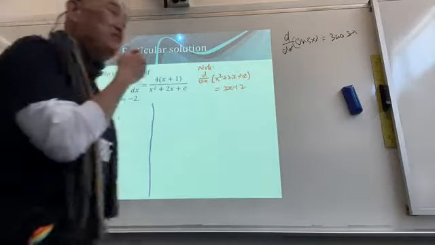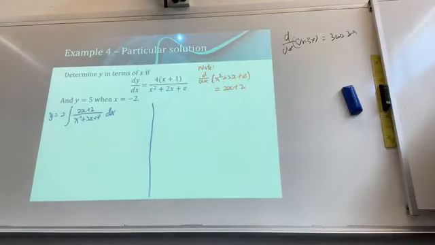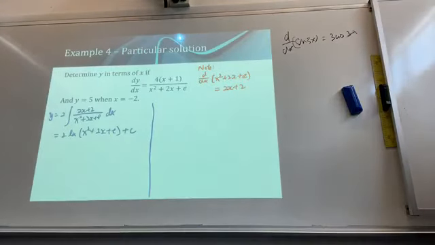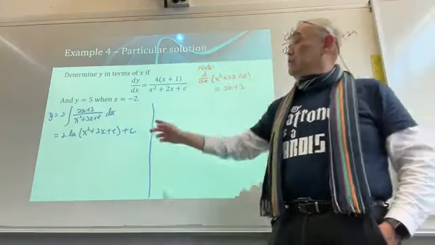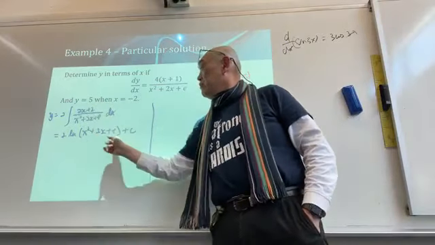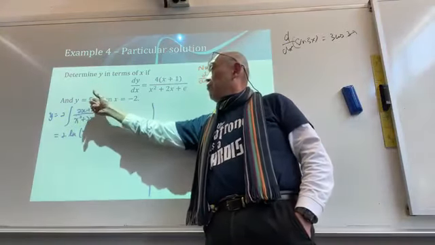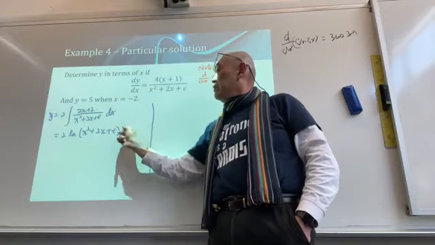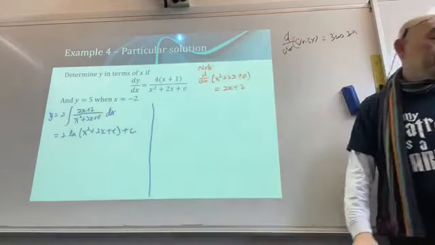Alright, once you've done that, you know that that's actually 2 times log of x squared plus 2x plus e plus c, and y equals 5 when x is minus 2. So to find a particular solution, you need to evaluate c by substituting 5 and minus 2 in so that you can find your c. It's 3. Alright?